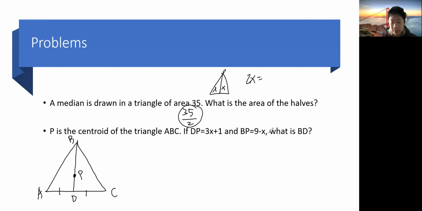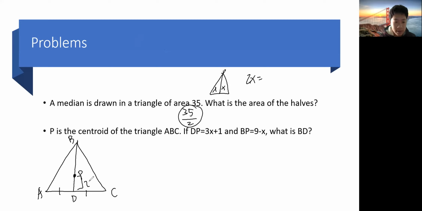Okay. Next one, when it doesn't tell you, a lot of people gave me answers like 2x plus 10, right? But no, it just says, what is BD? It wants you to find the length of BD. So you have to give them the actual numerical value of BD, okay? So the first thing we know is that DP, we call this X, then BP is going to be 2X. No, not 2X. I'll use a different variable because that's a little confusing. Maybe like 2A.